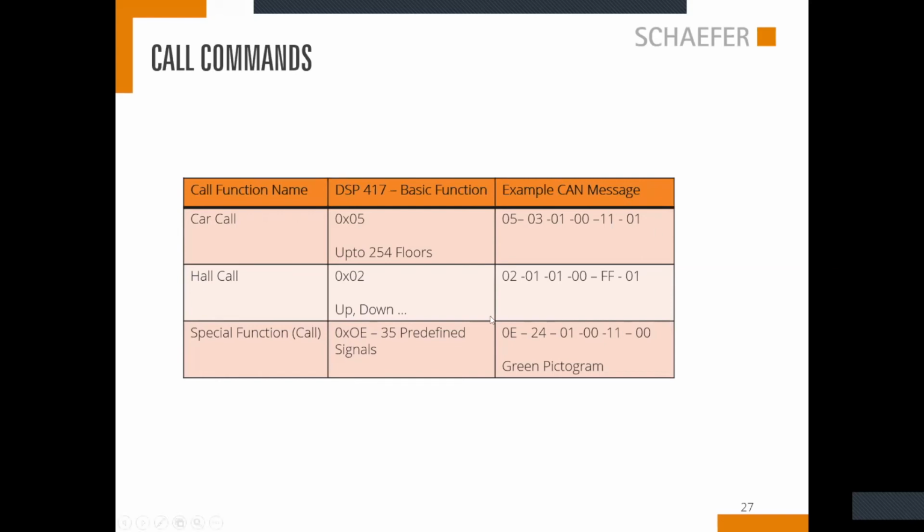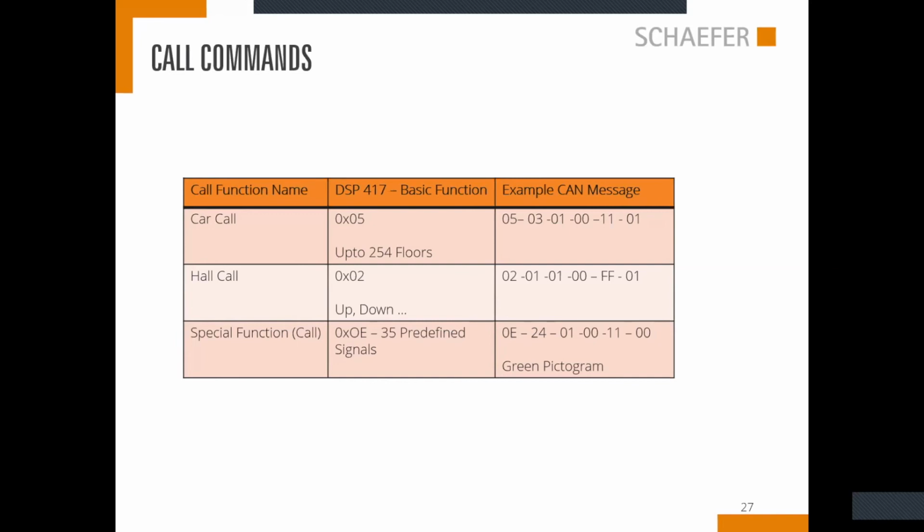And the basic function for the special function is 0E, and there are 35 predefined signals, and based on the manufacturer, we could also define more. And this should always be communicated between the lift controller manufacturer, the car IO panel manufacturers and the end user, so what system he wants to use.